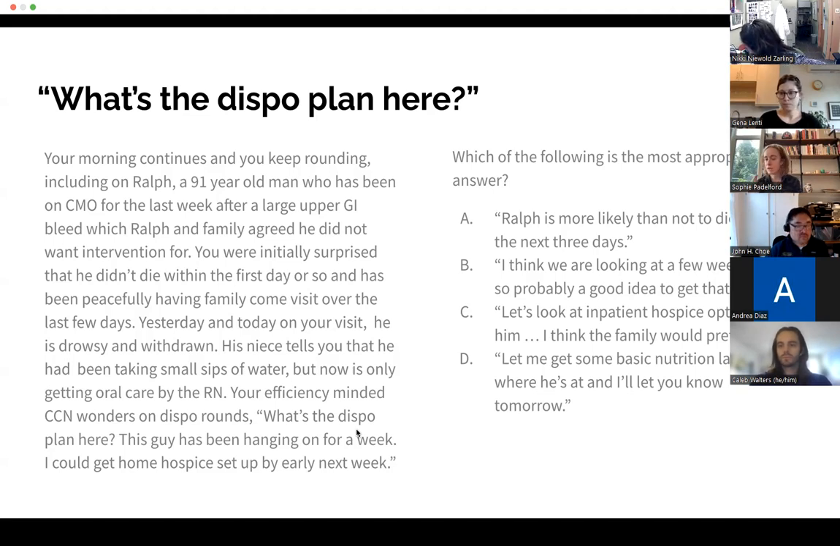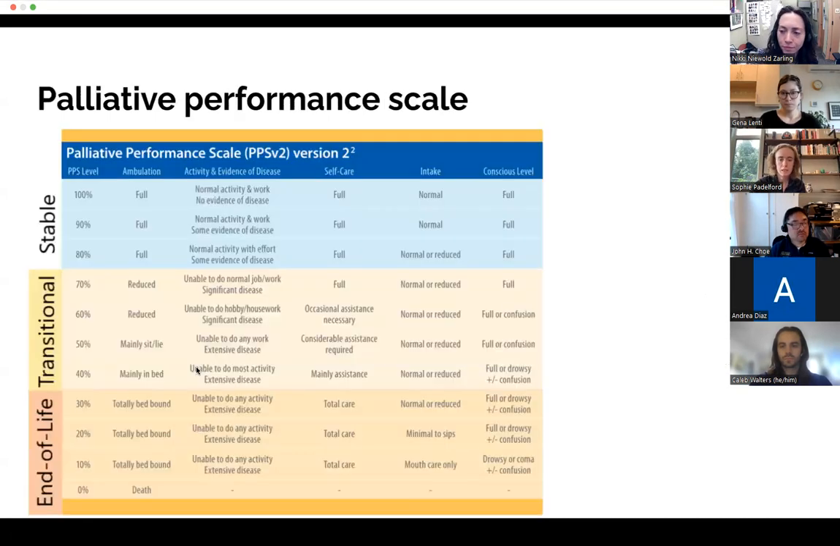In my experience, it's very hard to get patients to qualify for inpatient hospice. So in general, it tends to not be a great disposition option. All right, so yes, A was the correct answer.